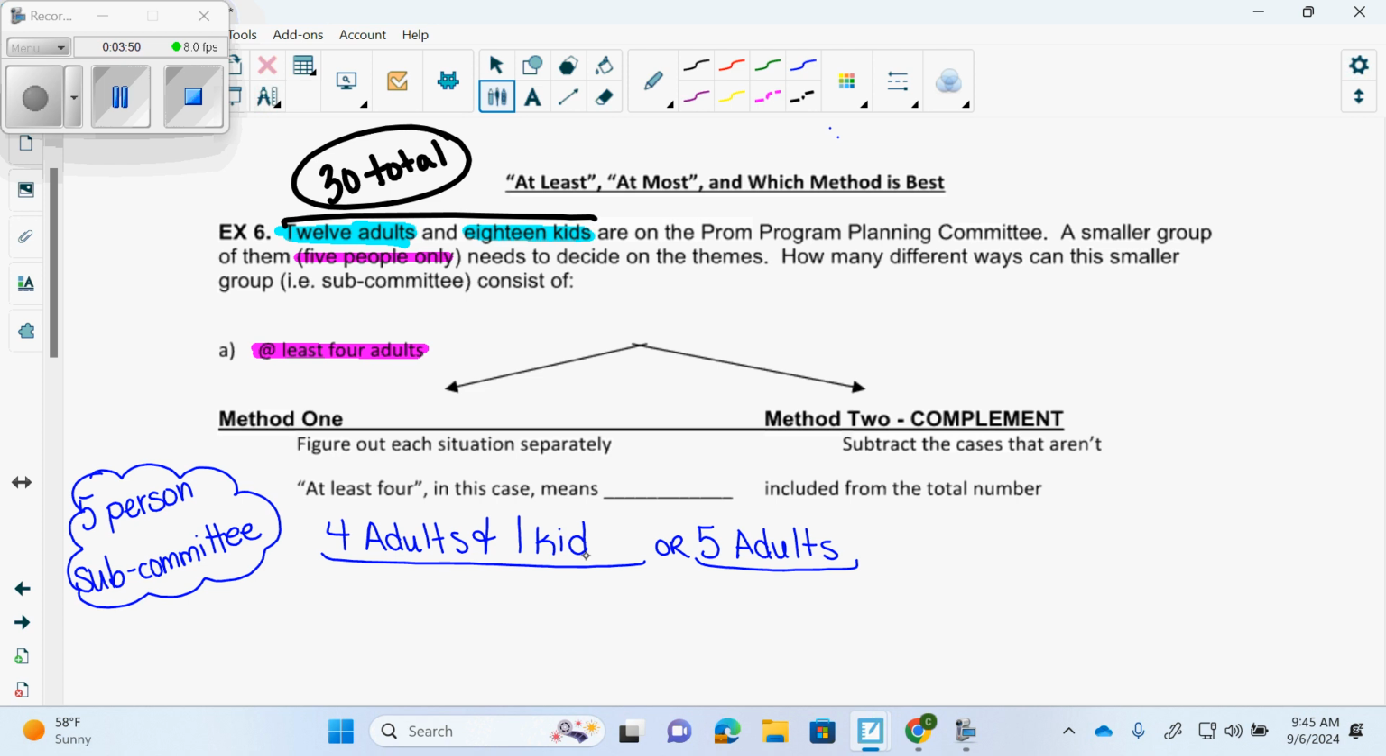Okay, so we have 12 adults. We choose 4. And 18 kids. We choose 1. And means I multiply. We agree? What does or mean? Add. So we're going to get an addition. And we always add cases because we could have this case, or this case, or this case, right? When we start a new case, we get all our people back because it's a new case. So how many adults do we have to choose from again? 12.